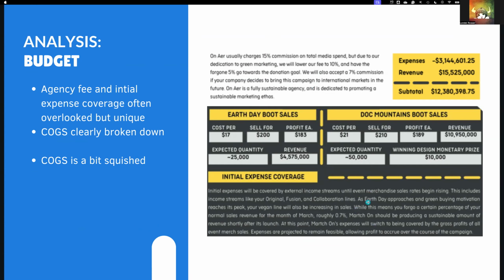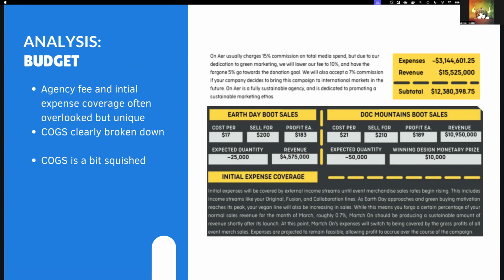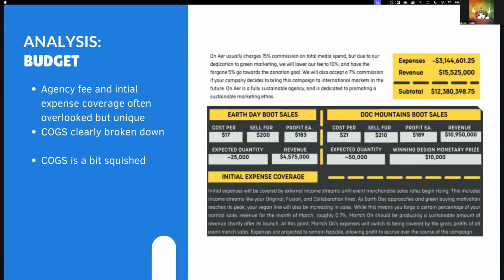Initial expense coverage. Every part of your budget has to come from somewhere eventually. Initially, who is covering the money? Is it a reallocated budget? Is it your marketing budget? Is it you had a surplus? Explain where the original money comes from. And then additionally, tell us when you are going to switch over to actually having the campaign pay for it. If the campaign is not paying for your expenses, you are losing money, and a judge does not want that.